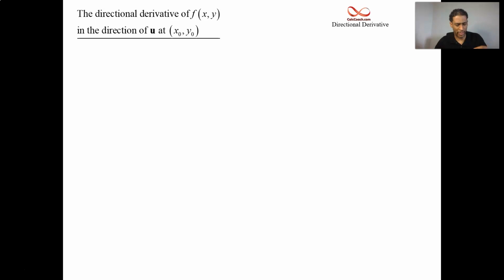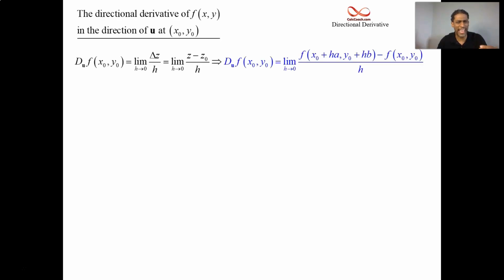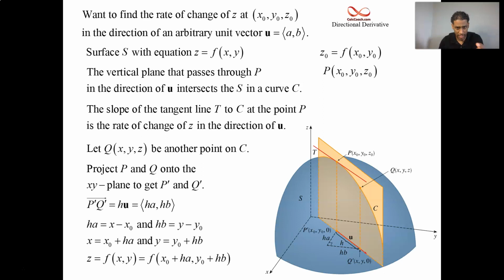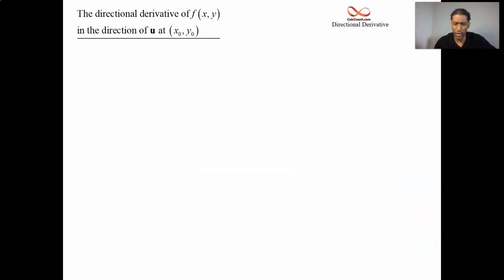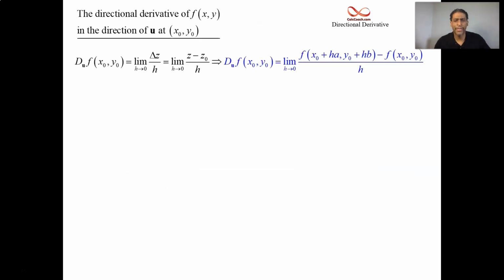And right now, we're going to give the definition of the directional derivative. It's going to be the limit as h goes to 0. Remember what h was? The distance between P prime and Q prime in the XY plane. As h goes to 0, up on the curve, what's going on is Q is headed towards P.